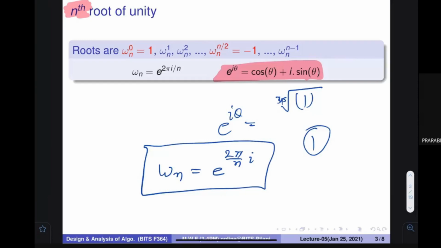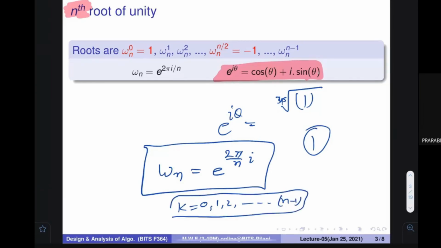To find the other ones, you say that there is a number n, and you can use k. Let's assume k is equal to the 0th one, first one, second one, dot dot dot, (n minus 1)th. How many such values are there? n values. These are the n values. n is which particular root you want, for example, how many cube roots.